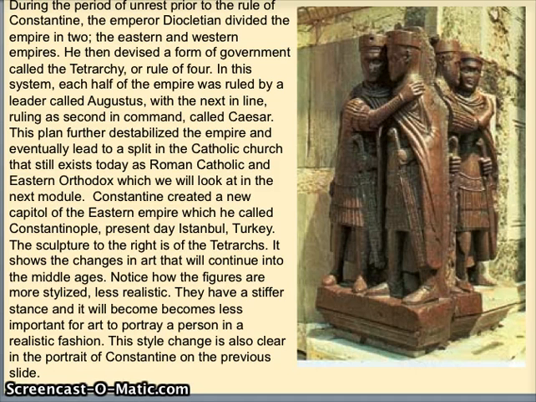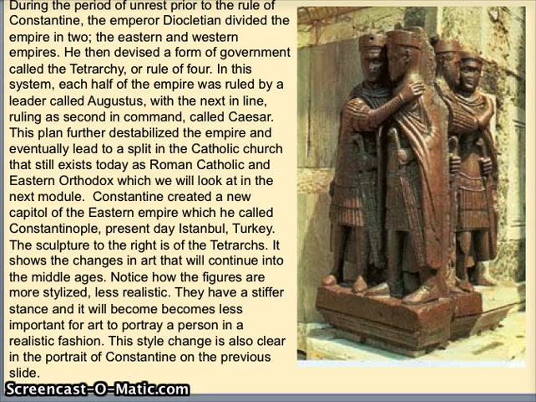During the period of unrest prior to the rule of Constantine, the Emperor Diocletian divided the empire in 2. We have the Eastern and the Western empires. He then devised a form of government called the Tetrarchy, or the rule of 4. In this system, each half of the empire was ruled by a leader called Augustus, with the next in line ruling as second in command called Caesar. This plan really further destabilized the empire because it was sort of a too many cooks in the kitchen setup. And eventually this led to a split in the Catholic Church that still exists to this day. We have Roman Catholic from Rome and the Eastern Orthodox, which were based out of the Eastern Empire, which was Constantinople, which we now know as Istanbul.